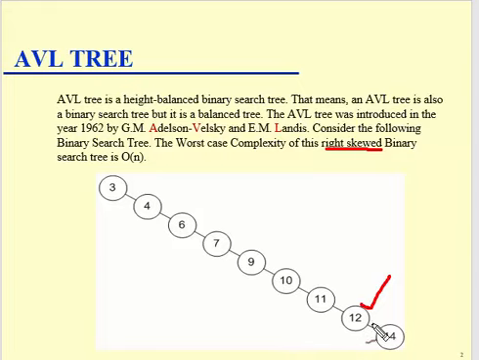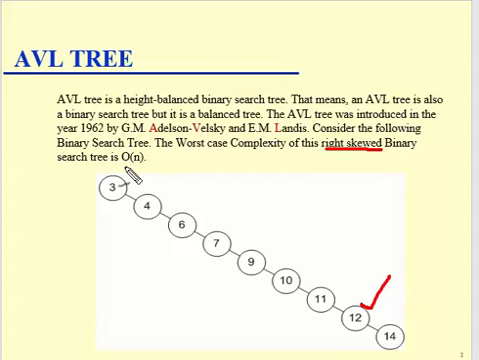Now, if I want to search for 12, how many comparisons do I need? Just see. I'm comparing 12 with 3. 12 is greater than 3? Yes, you are coming to this. 12 is greater than 4, 12 is greater than 6, greater than 7, 9. So, one comparison, 2, 3, 4, 5, 6, 7, 8. So you need to do 8 comparisons in order to find out whether 12 is present there or not.